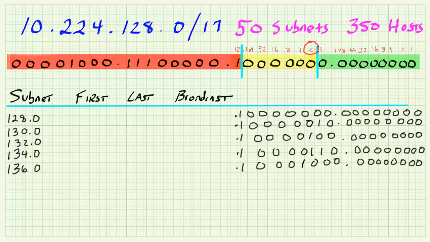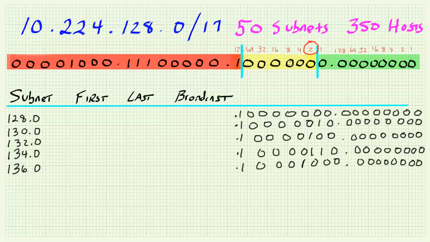Okay, so to try to make this a little more clear, I've actually written out the first 5 subnets, and I've written out the last 2 octets in binary, just so that you can see how we're coming up with this. And why the last 2 octets? Well, because that's where the action is. The first 2 octets are not going to be changing at all, but the values in the last 2 octets will change as we increment through all of the hosts and through all of the subnets.